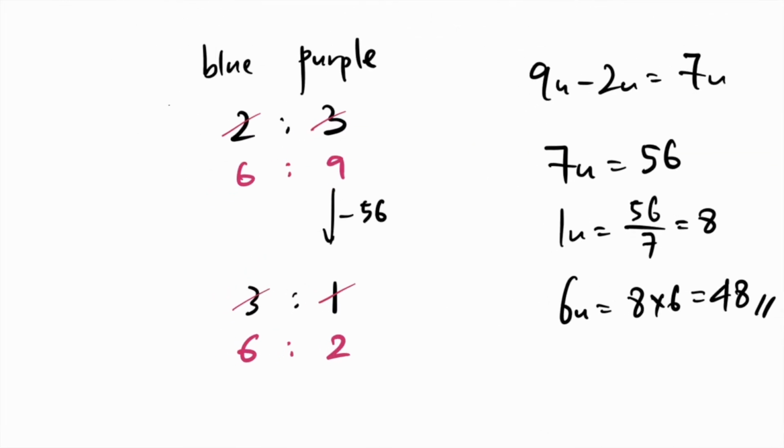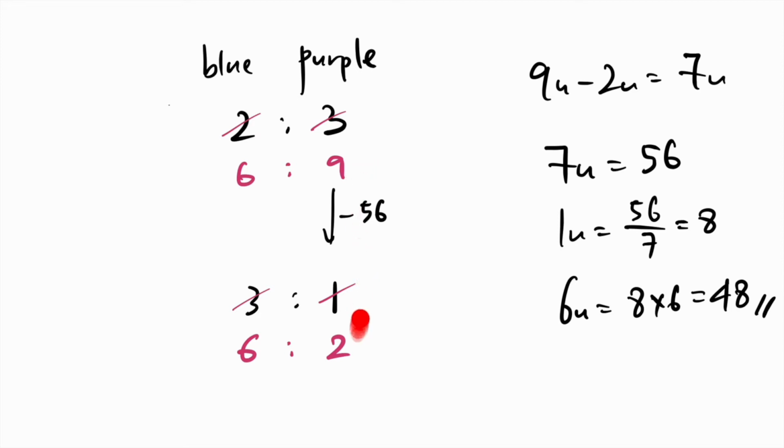Now, if no change happened to the blue ones, why should they be different, 2 and 3? No, they shouldn't be different. So let's turn both into 6, shall we? So times 3, times 3, times 2, times 2. Now this makes more sense because nothing happened to the blues, they should remain the same. But look at the purple side.